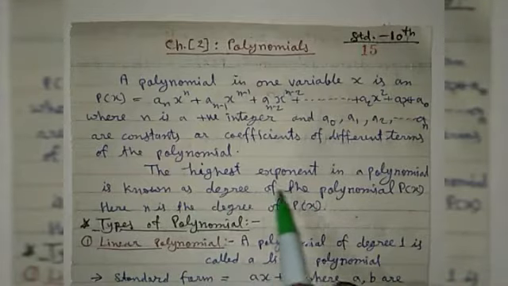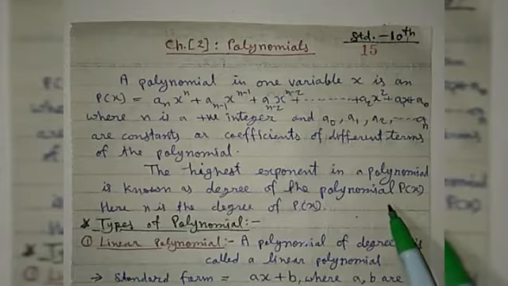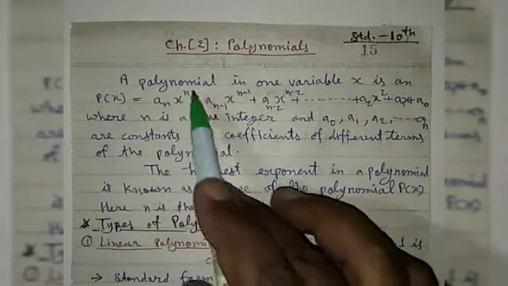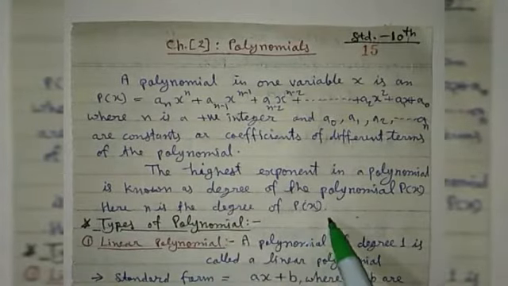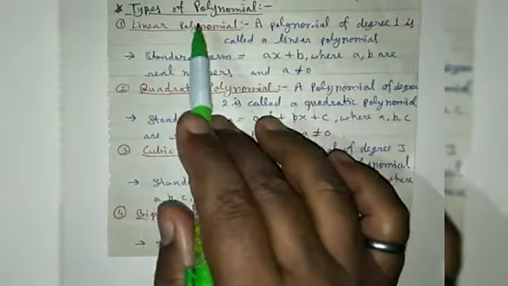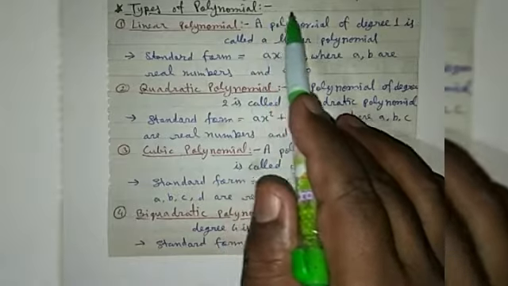The highest exponent in polynomial is known as degree of the polynomial. So here n is the highest power of a term. So n is the degree of polynomial p(x). Now we will see the types of polynomial which you have already known about.